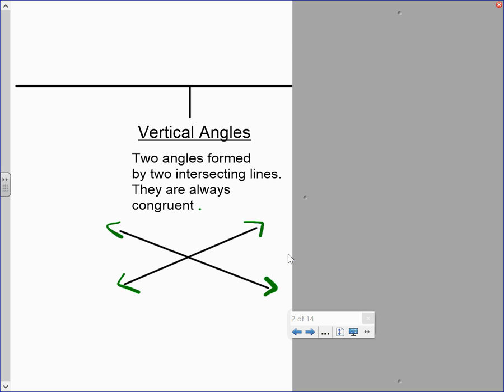So congruent, remember, congruent means same measure. They're not the same angle, but the same measure. And here they're saying two angles formed by two intersecting lines. There's actually four angles, though. These two are vertical. I'm going to put a little arc with a tick mark. That's communicating that those two angles are the same measure. And then these two are also the same measure.